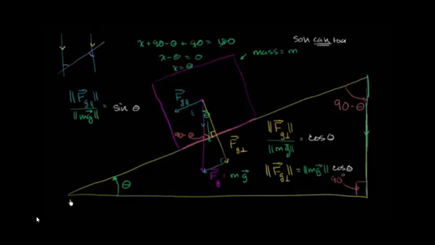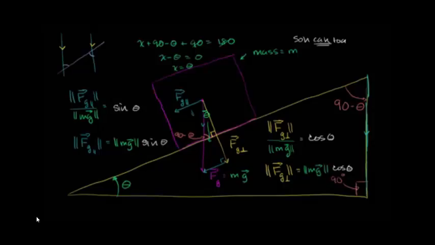Or you multiply both sides times the magnitude of the force due to gravity, and you get the component of the force due to gravity that is parallel to the ramp is going to be the total force due to gravity times sine of theta.